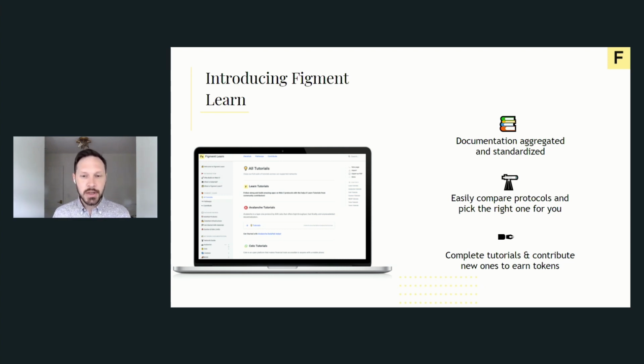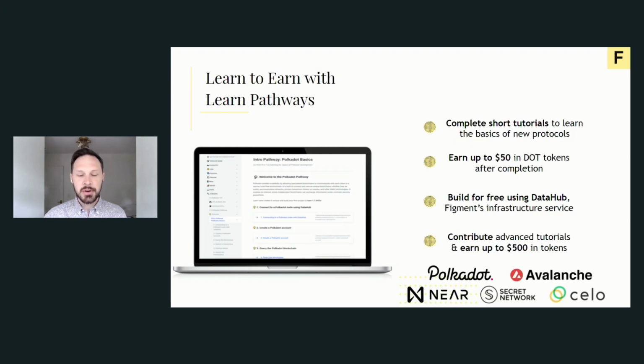For example, you could come to Figment Learn, which is learn.figment.io. I'll give a demo of it in a few slides. But when you get there, you can try to compare and contrast. What are the unique things about Polkadot? What can you do that you can't do on other chains? So this use case around documentation, a place to go when you're stuck, is what we started with in Learn. But as we talked to our customers more and more, they said, we want to do more.